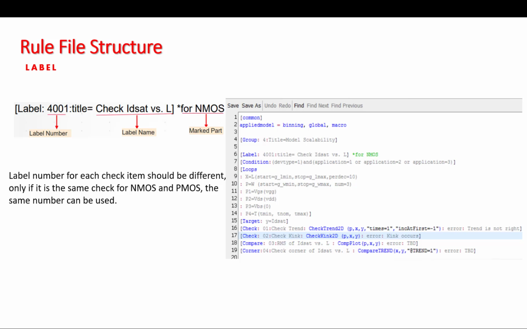We just mentioned that each check item starts with a label. The label includes two parts, a label number and a label name. Inside one .rule file, the label number should be different. But there's only one case where you can use the same label number, when it is the same check item for NMOS and PMOS.